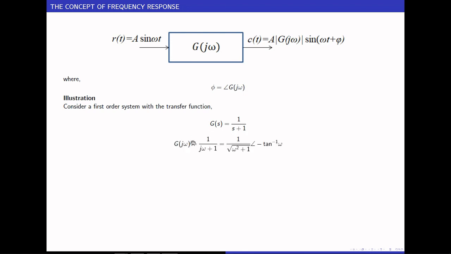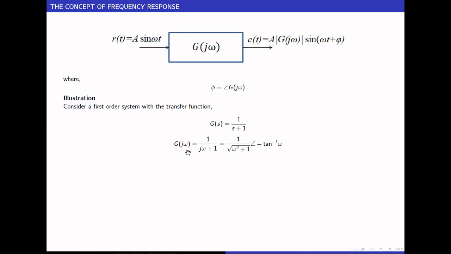So how do I get g of j omega? If this is g of s, to get g of j omega, simply substitute s equal to j omega. So if I replace all the s by j omega, this is what I'll be getting. If you look at this, for a particular value of omega, this g of j omega is going to be a complex number. For example, let us say omega is equal to 1. Then this is going to be 1 by 1 plus j.